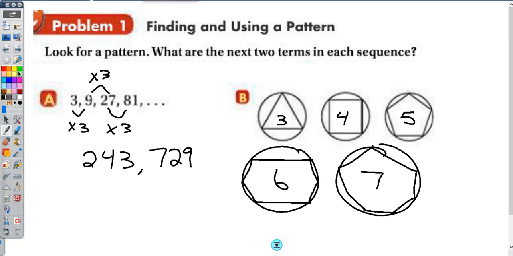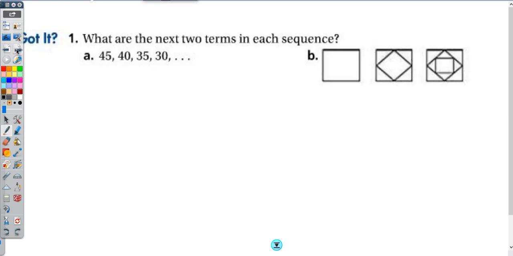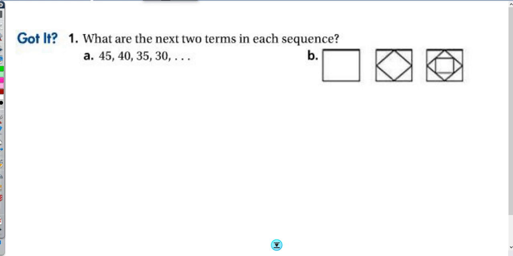I want you guys to try these 2. So take some time and try these 2, and then we'll do them on the board.